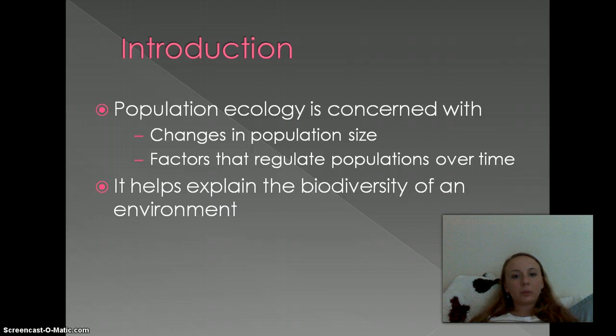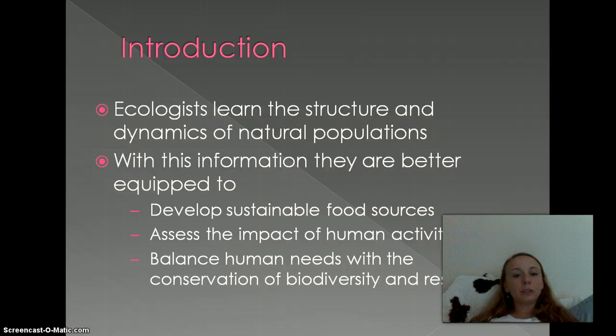It's basically concerned with changes in population size and factors that can regulate populations over time. So what an ecologist is going to do is look to population ecology to help explain the biodiversity of an environment, or the different species and amounts of species in this environment. Ecologists learn the structure and dynamics of these populations, and then they take this information and are able to develop sustainable food sources and assess the impact of human activities.